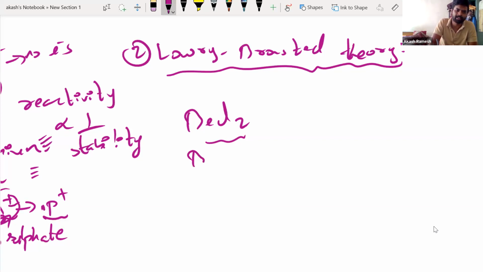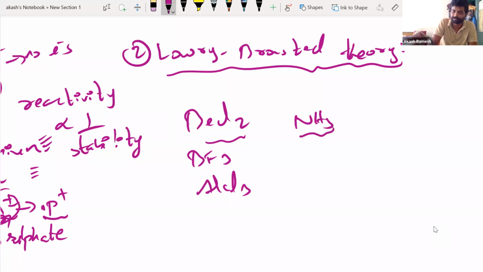There are so many things like this: BF3, beryllium chloride, even aluminium chloride, aluminium oxide. There are so many species like this which don't produce H plus when dissolved in water, but still they are going to be called acids. Okay. Same way, if I have something like ammonia, I know ammonia, right?